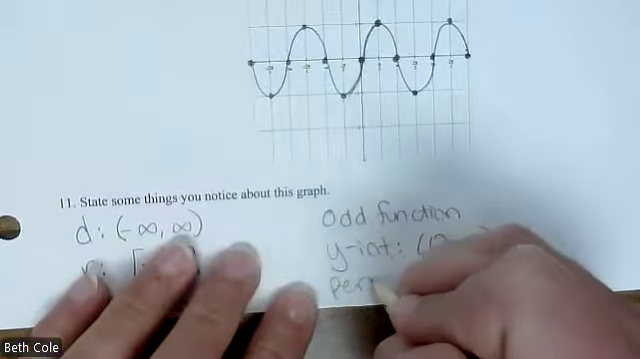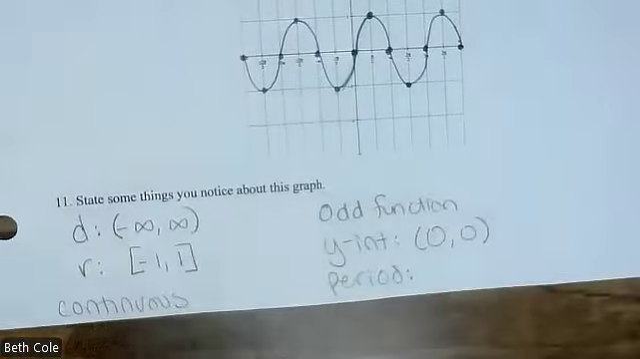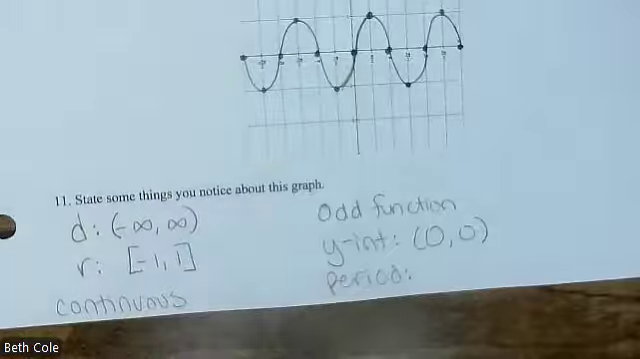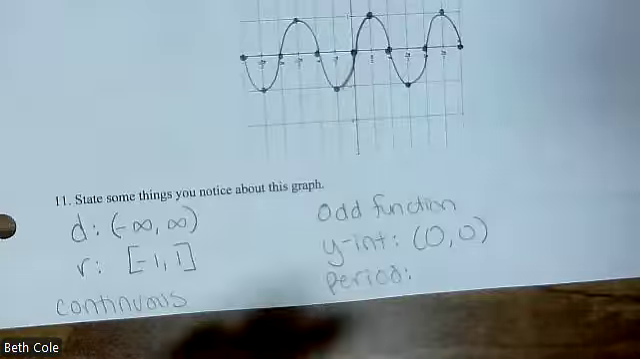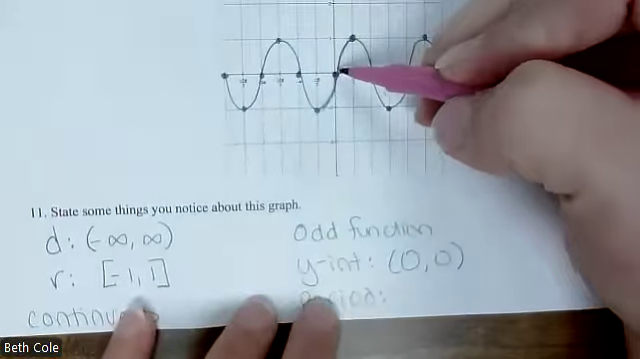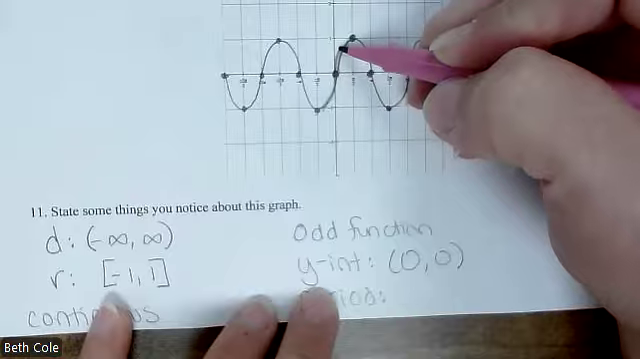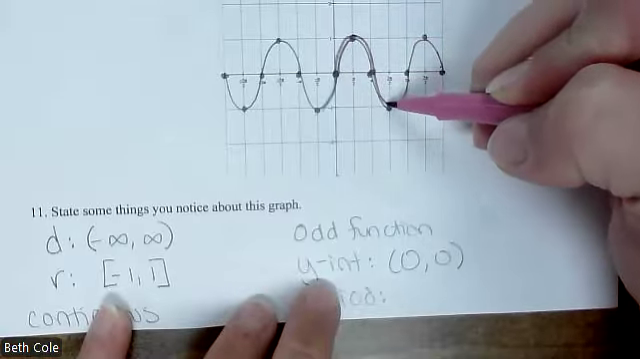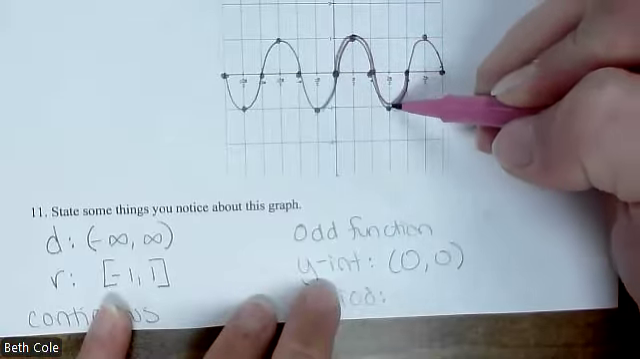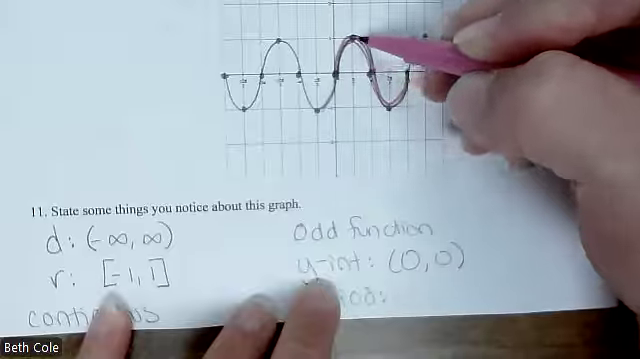And then new piece of vocabulary, period. That is the amount of space it takes to get back where you started. And so I'm going to use another color. Just watch me do this. You start here at 0, 0. Graph goes up, comes back to that center line, goes down and comes back to that center line. Do you see how that's one full cycle of the wave?